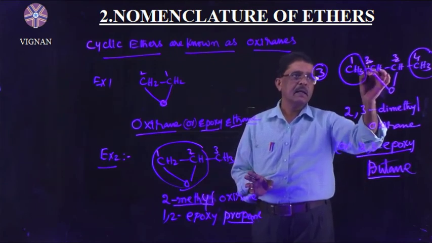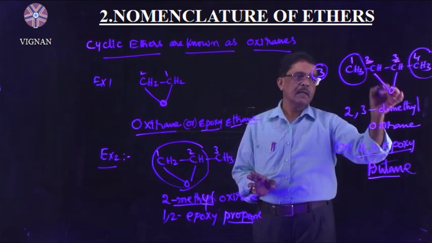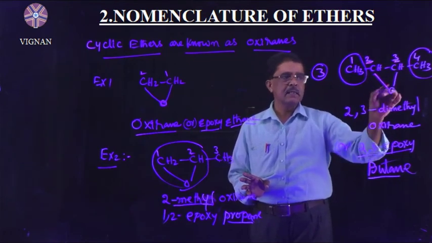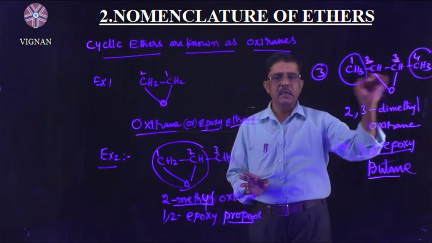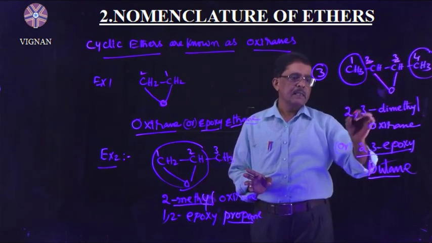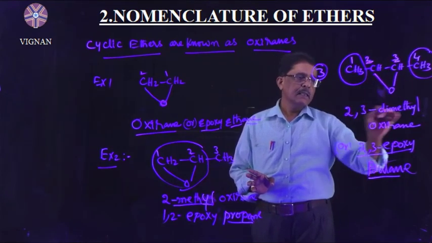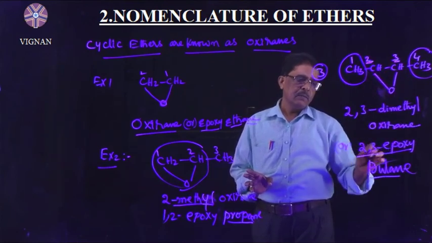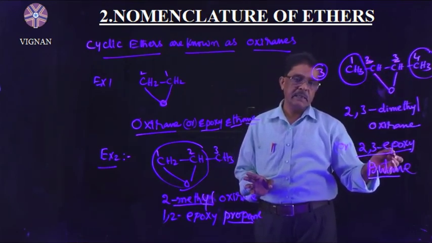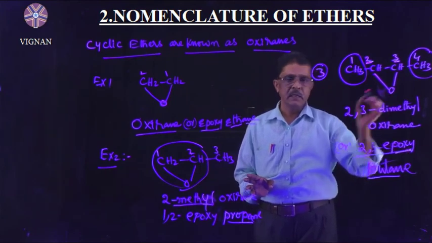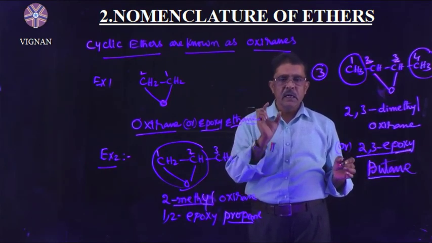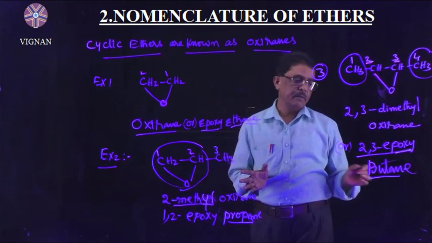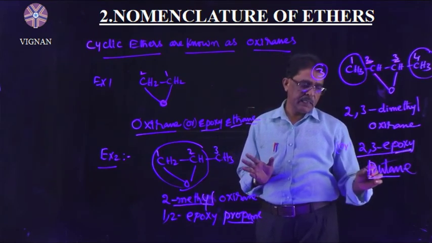The second carbon atom and third carbon atom are attached through the oxygen linkage. The cyclic linkage is completed through oxygen. Then we can say 2, 3-dimethyloxidane or 2, 3-epoxy. Epoxy, we have to say it. Epoxy means an oxygen linkage with two carbon atoms of the chain: 2, 3-epoxybutane.